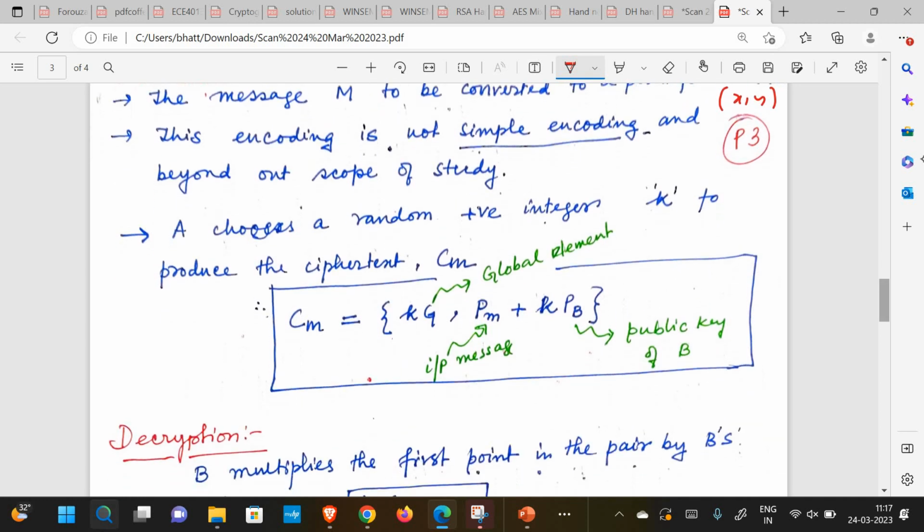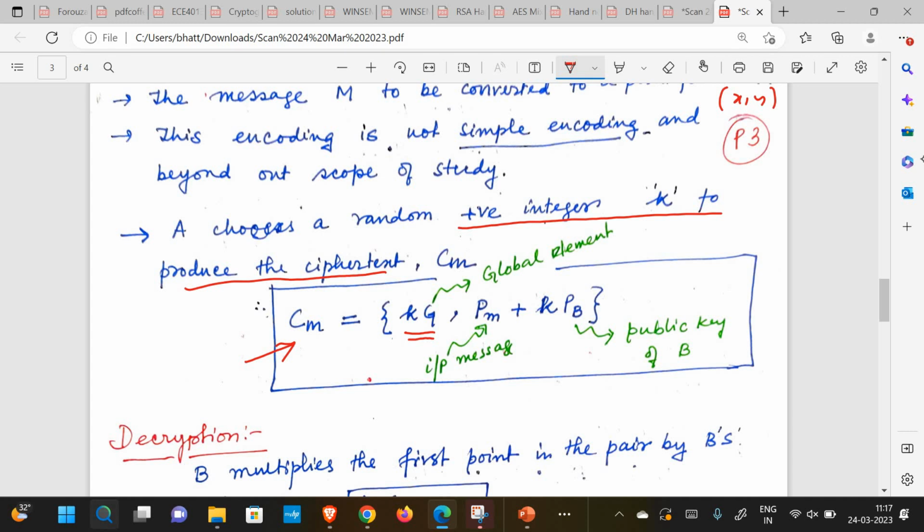Now, let's see about the CM. Please make a note of this equation. The ciphertext CM is given by kG, comma, PM plus kPB. This k is the one that chooses a random positive integer k to produce the ciphertext. This k that you are looking at is the secret key we are talking about. This small k is being used over here.